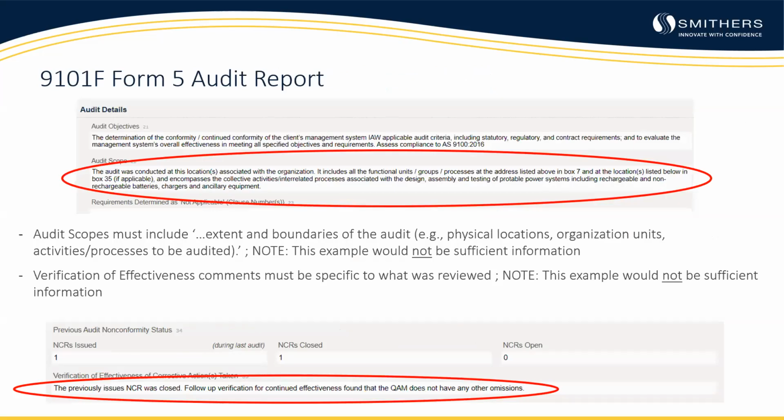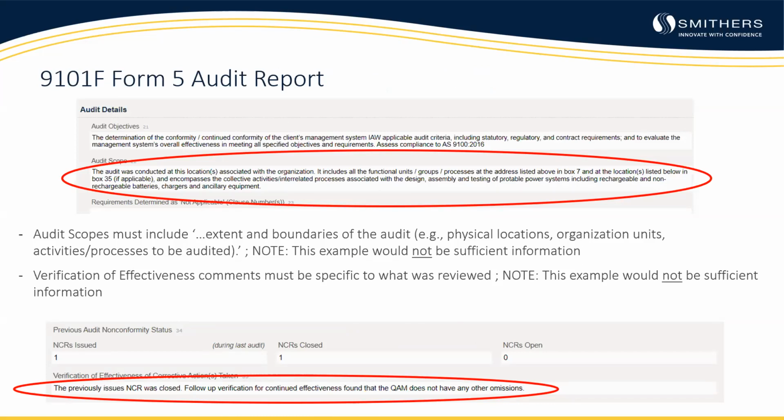So last but not least, the Form 5 audit report. A couple of items with this. Audit scopes, and I know we've had this discussion before, the difference between audit objectives and audit scopes, but audit scopes must include extent and boundaries of the audit. So this includes physical locations, organization units, activities, processes to be audited. This particular example does not provide that.